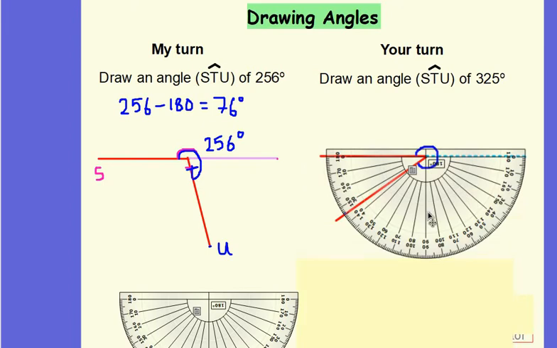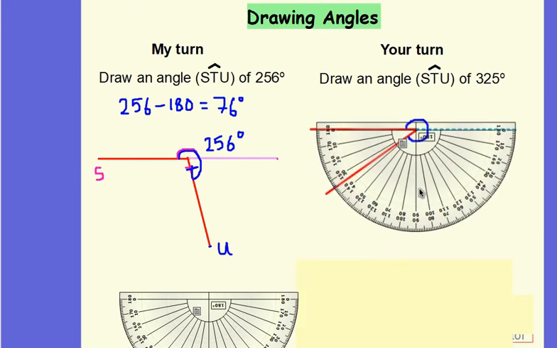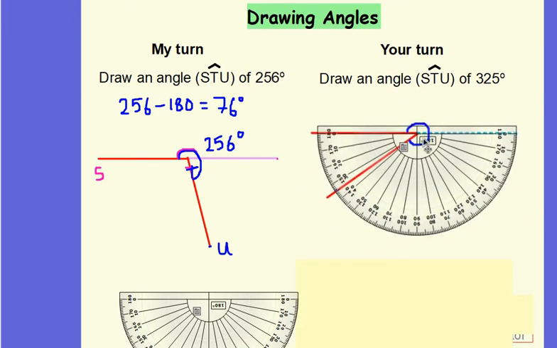And here is your answer. Hopefully your answer will look similar to this. I've got 180 degrees on that straight line. I'm then adding on that additional amount to get to 325. The additional amount I needed to add was 145 degrees. Please make sure you've got this worked example in your dark blue book for me.